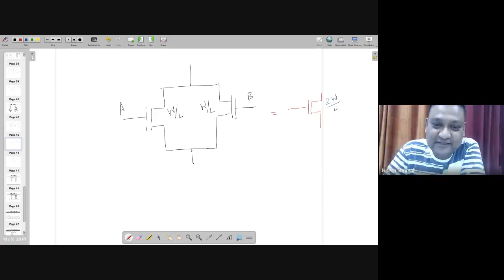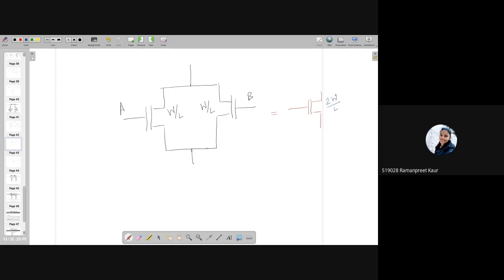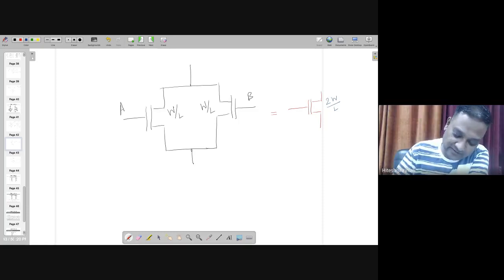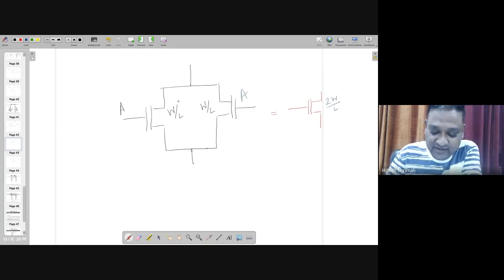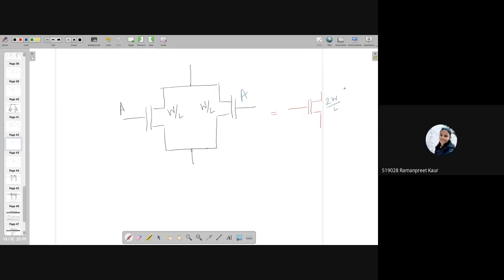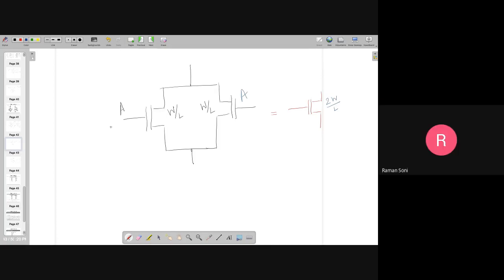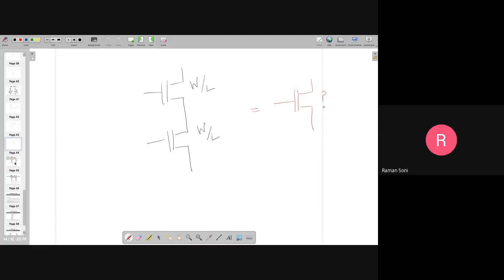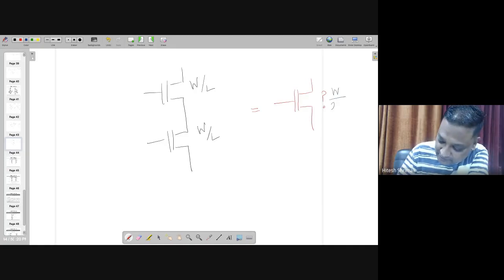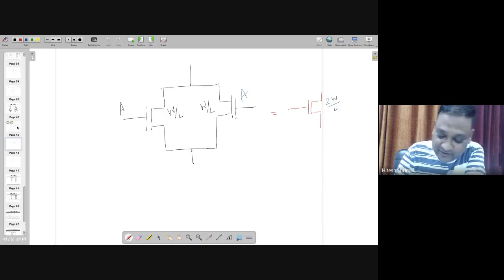Sir, I am confused about the gate connection. Should the gates also be connected or not, sir? Okay, let's make both of them the same, if you like that way. Actually, A and B are the connection where both were equal. Okay, sir. Means logics are same. For the series connection, will it be W by 2L? Yes, Raman, you are also right in this case. So both the answers are correct, but do we know the reasoning behind this? Why is it 2W by L?